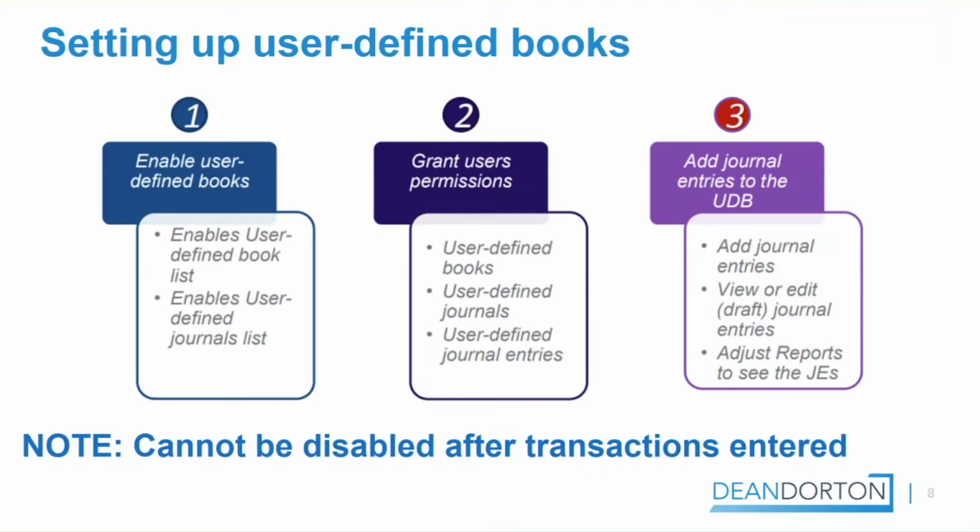One note that you do want to take is that once you have entered transactions into a user-defined book, you cannot disable that user-defined book. In order to get rid of the user-defined book, if you determine it's no longer needed or not something that you want in the system, you would have to delete the journal entries transactions out. And then once there's no more journal entries, then you can delete the user-defined book. So you basically are going through the process in reverse. You're kind of unzipping, if you will, to get those out of the way.